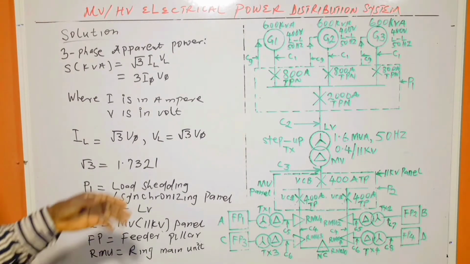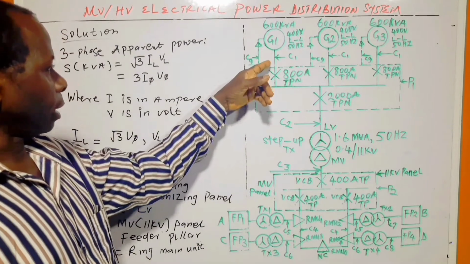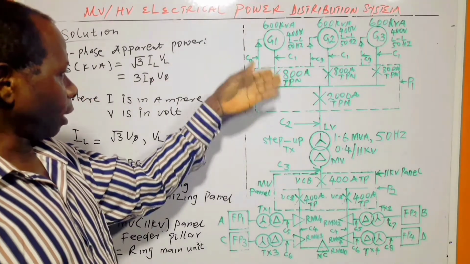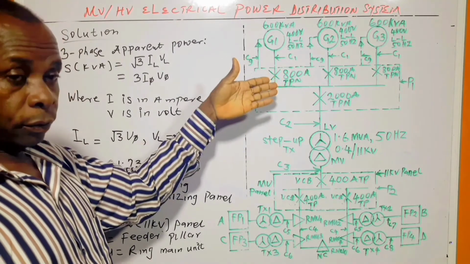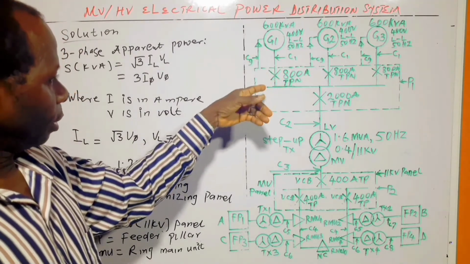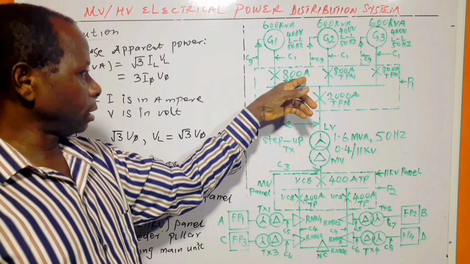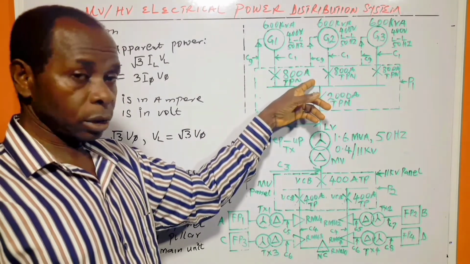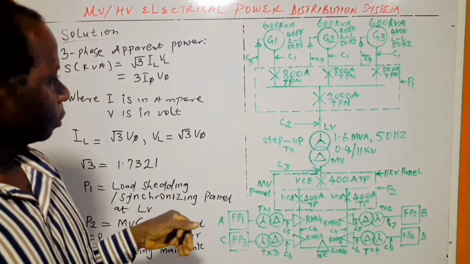So for instance here, 600 kVA, if you put it here, we calculate the phase current of the generator, and that's why we are able to select an 800 amp circuit breaker. So MCCB in this case.